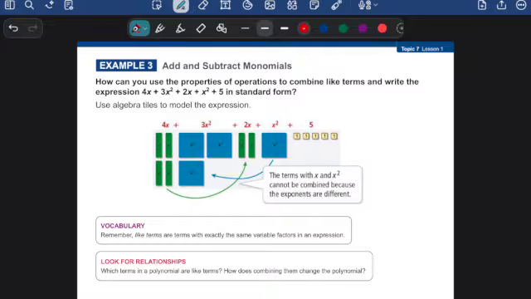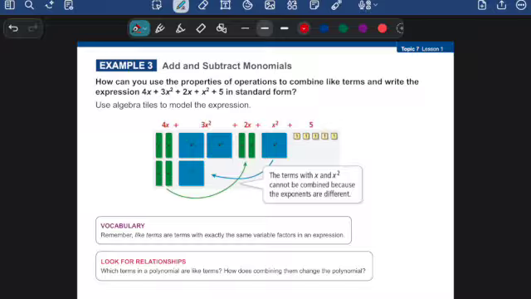How can we use the properties of operations to combine like terms and write the expression in standard form? Okay, so you can think of like terms as the same units. We're looking for the same variable and the same exponent. So we can use algebra tiles first. 4x is represented by 4 long rectangular tiles.